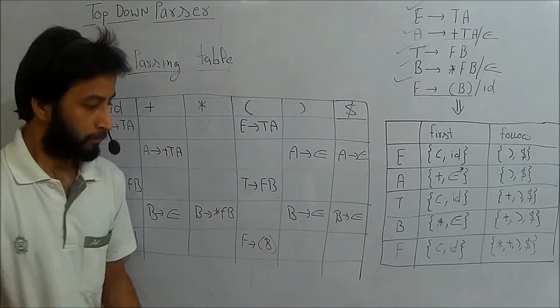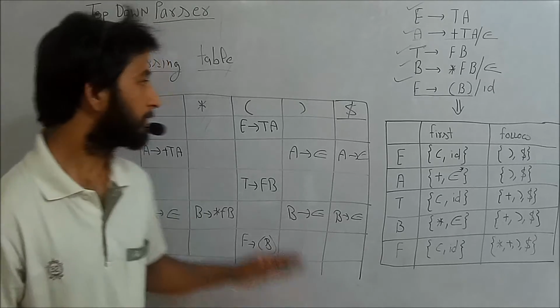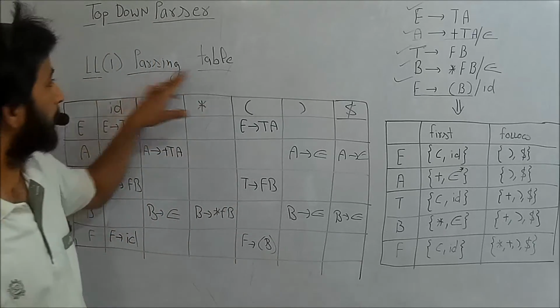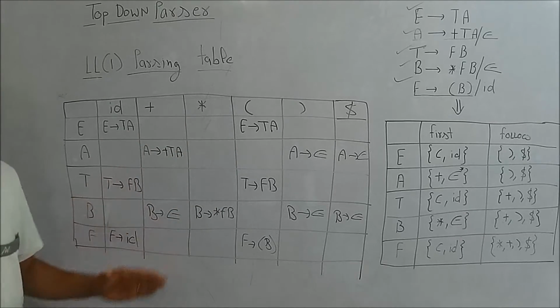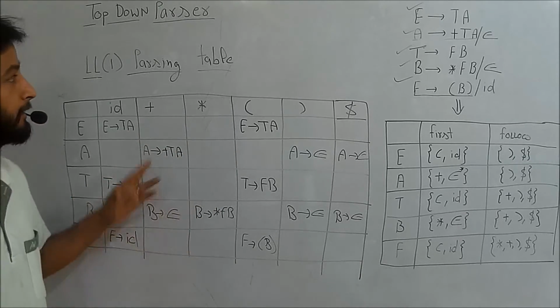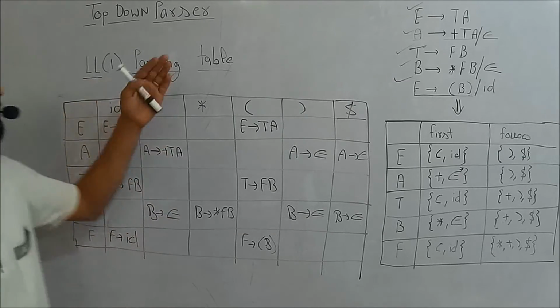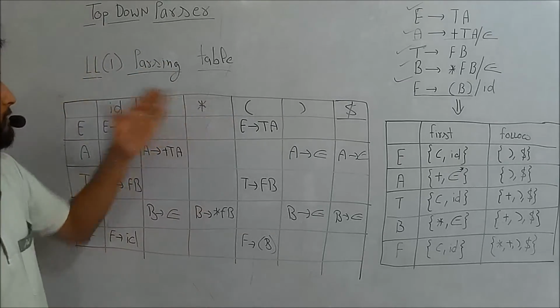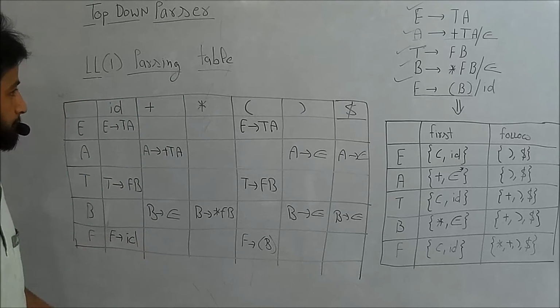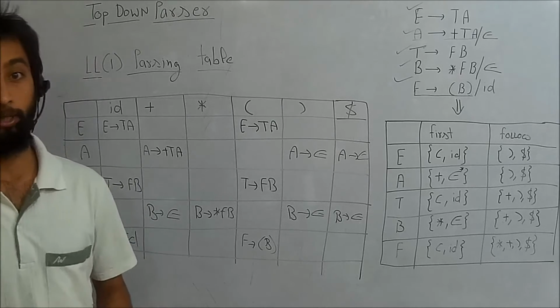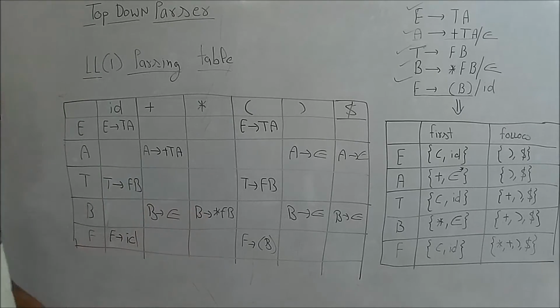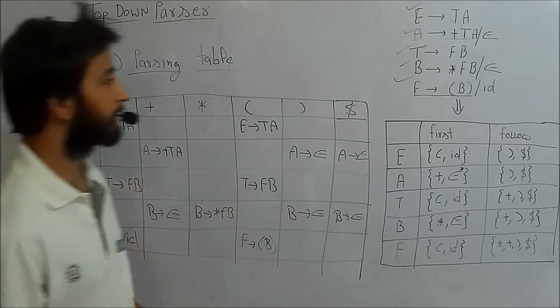One thing that you have to notice: after deriving the LL1 parsing table, if there is no duplicate entry in a single cell, then we can say that the grammar is LL1 grammar, or we can parse the string with the help of an LL1 parser. And if there is a case where we have a duplicate entry in a single cell, then we will say that the given grammar is not LL1 grammar. Okay, so let us check a few more examples on LL1 grammar.